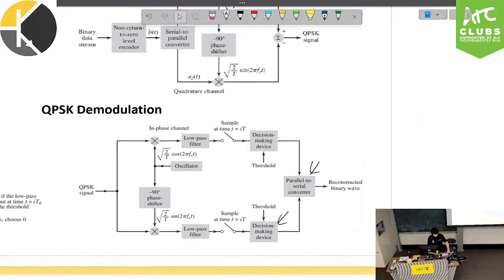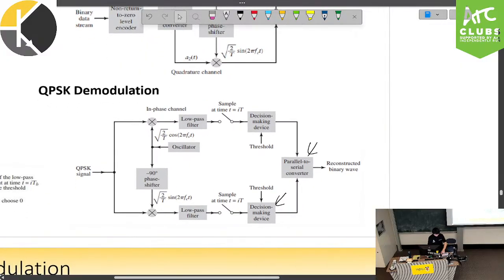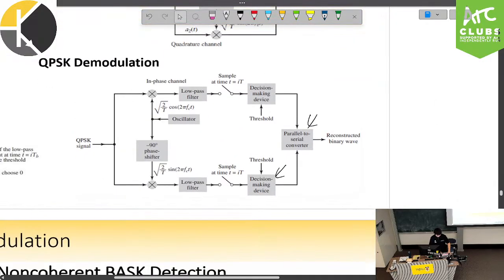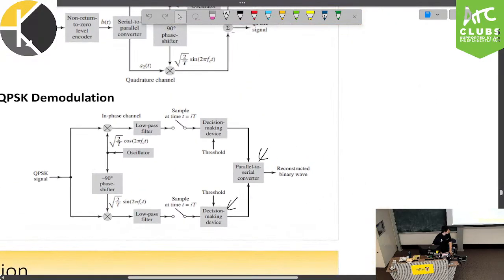Could you explain why we're multiplying by some oscillating frequency? Is this for the QPSK? Yeah, for any of them. For any of them, okay. So, for the demodulations, why we're multiplying by the oscillator.